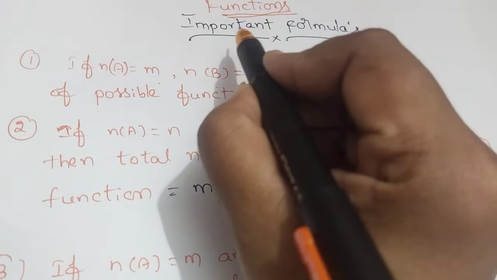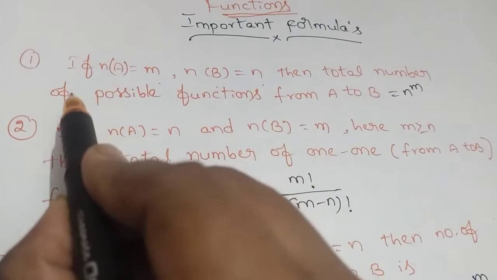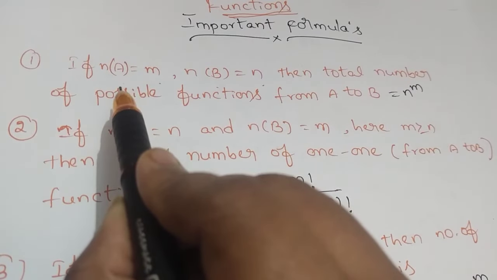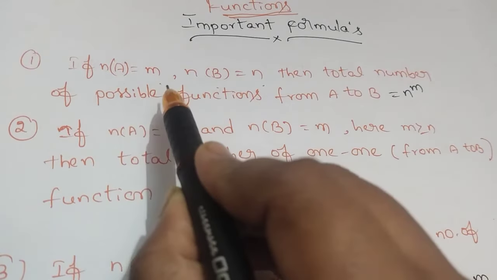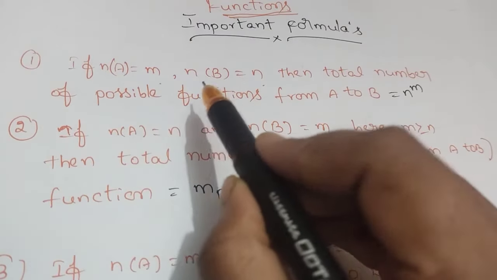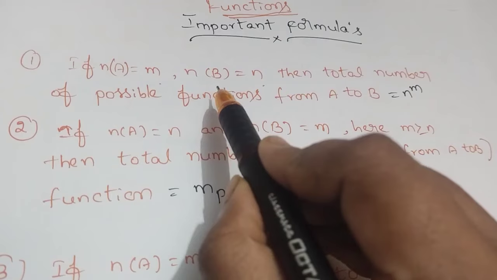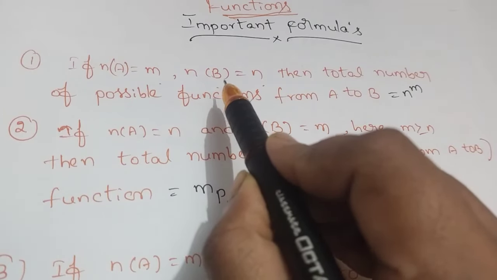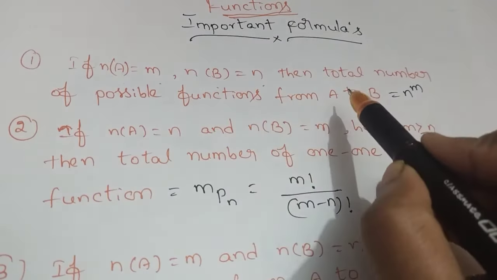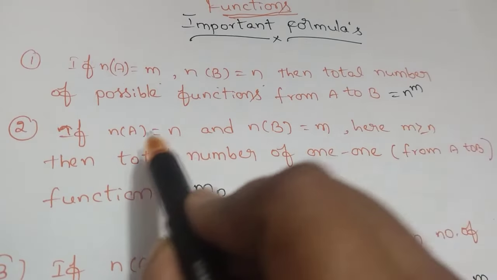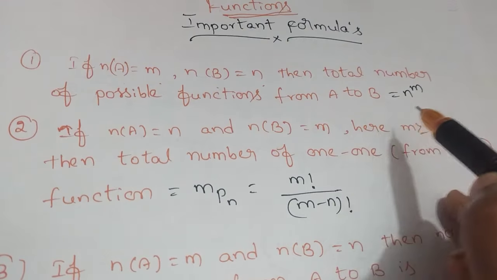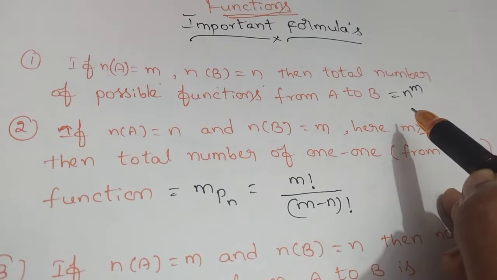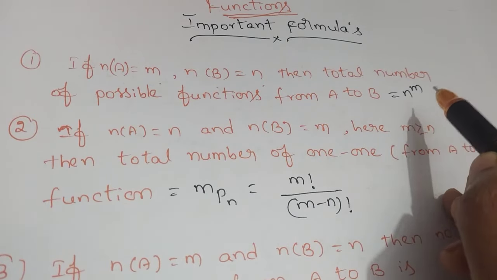Important formulas in functions. The first one: if the number of elements in the set A is m and the number of elements in the set B is n, then the total number of possible functions from A to B is equal to n power m.